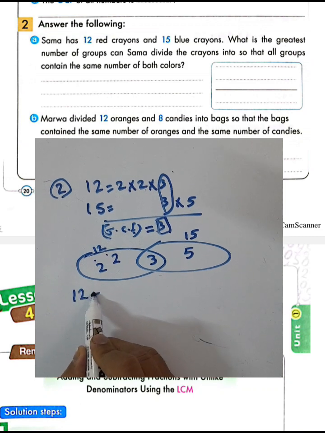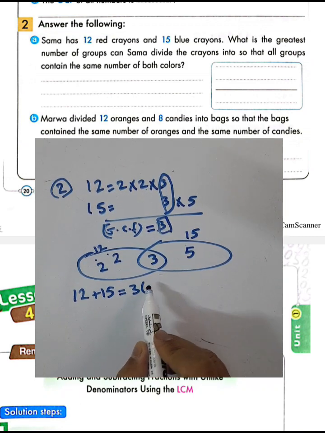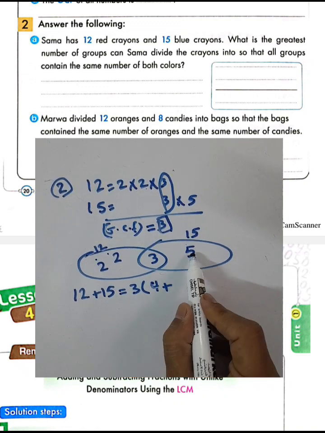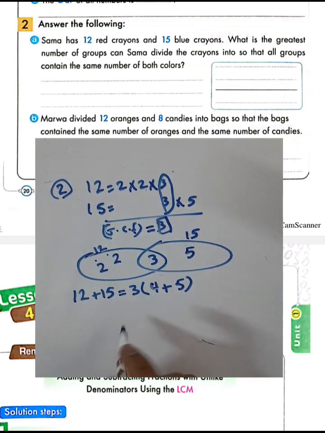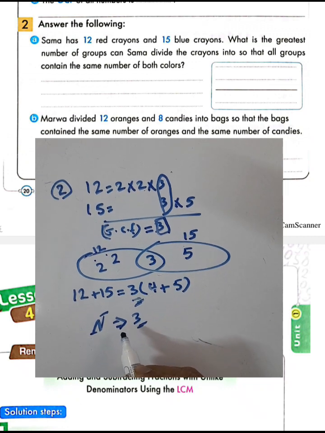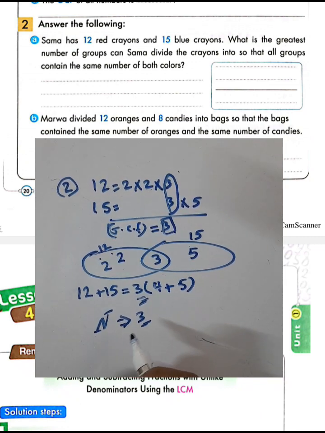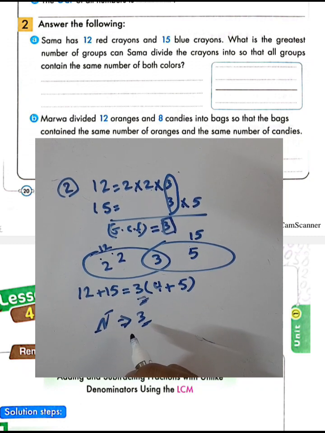Then 12 and 15: 3 outside, 3 multiplied by 4 and 5. 3 times 4 equals 12, and 3 times 5 equals 15. Since the number in the box will be what? 3. This is the greatest number of groups Sama can divide the crayons into so that all groups contain the same number of both colors.